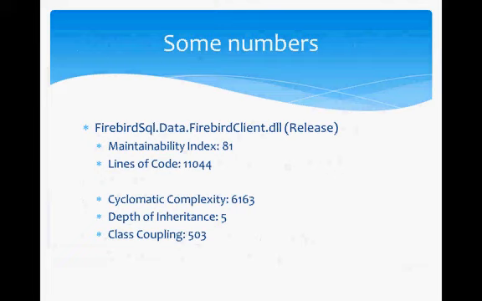Here are some numbers about the assembly itself, in release mode; in debug mode, of course, there's a little bit more. It's slightly over 11,000 lines of code. The maintainability index is 81, which is good. Everything above 80 is good. It's from 0 to 100, and the higher the better. So the code is not, at least based on this index, a mess, but it definitely could use some love in a couple of pieces.